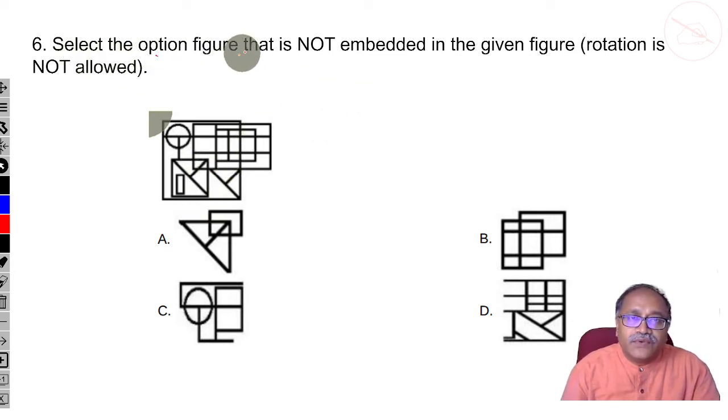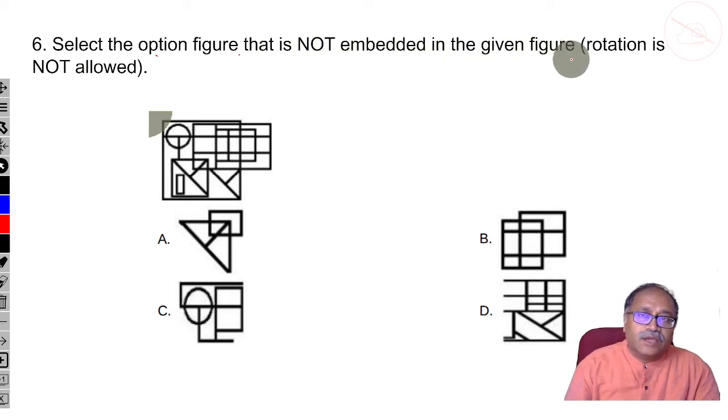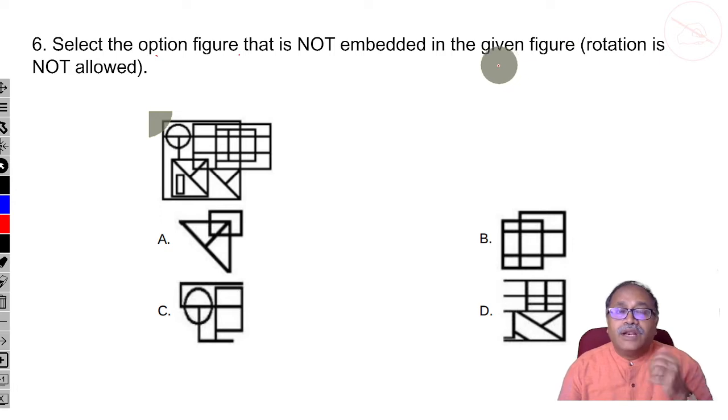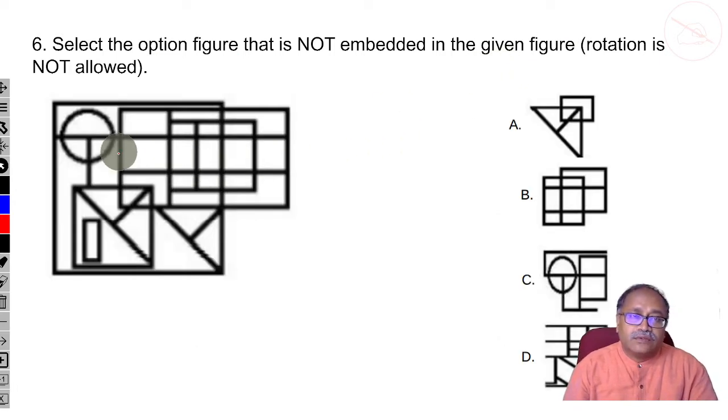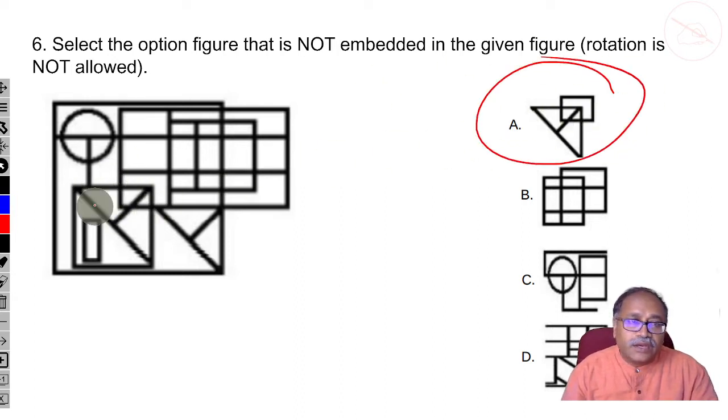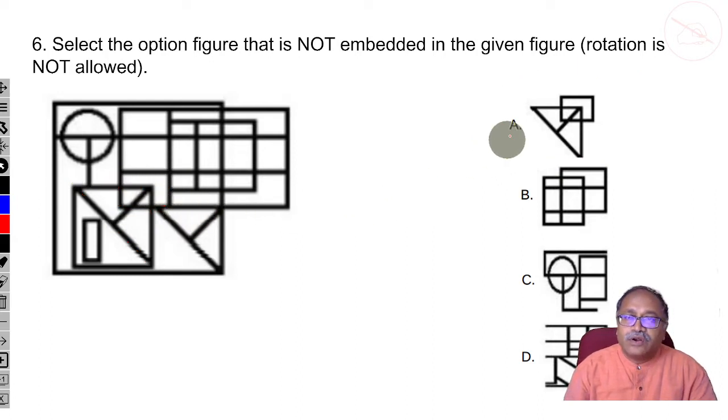Select the option figure that is not embedded in the given figure. So I'll go with this question. Option 1 is clearly visible here, this one. This is there, this one, and then there is a square. So option 1 is already there, so it cannot be my answer.